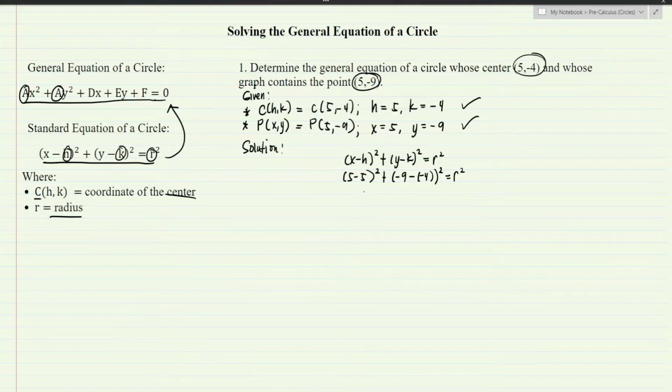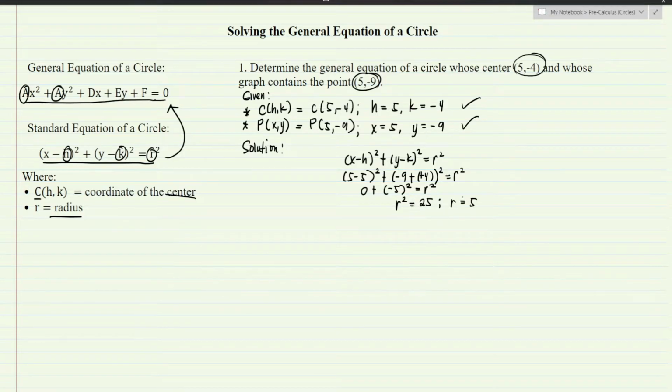Simplifying the left side of the equation, I would have 0 plus -9 minus -4. What we will do here is we will just change the operation and change the sign of the subtrahend. So I will have here -9 plus 4, that would be -5 squared, then equal to r squared. So simplifying this equation here, my r squared would be equal to 25, and taking the square root on both sides, r would be equal to 5.